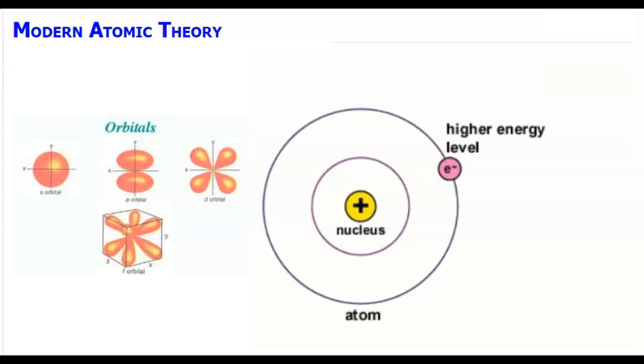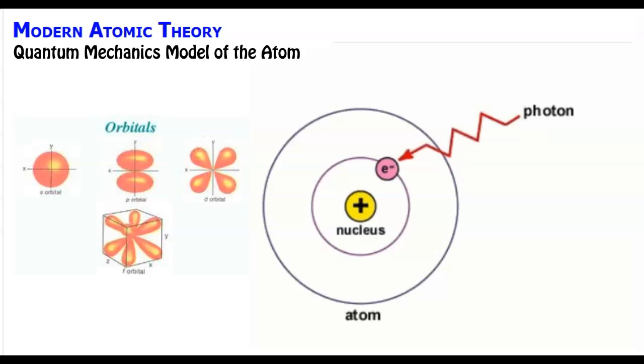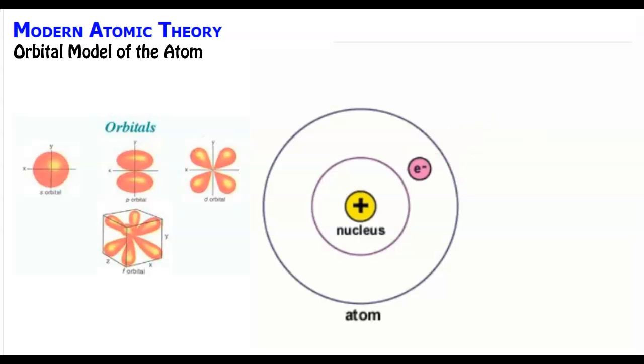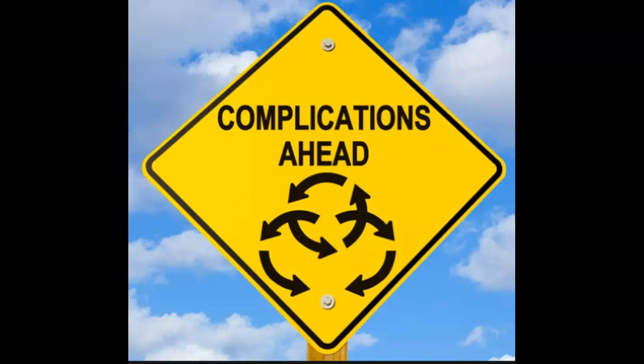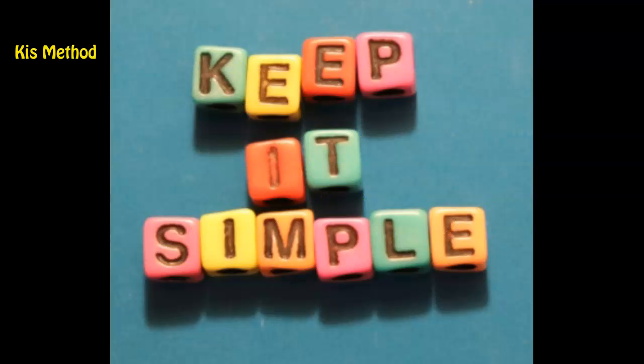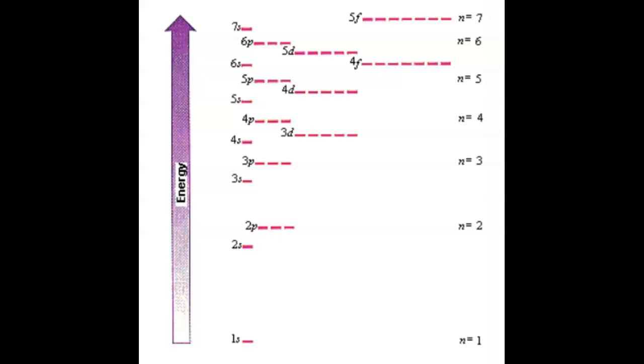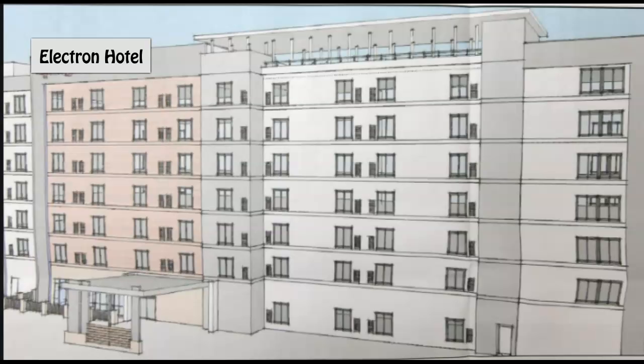We've been discussing the modern atomic theory, which can also be called the quantum mechanics theory, or the orbital theory, or the electron cloud theory. As with many concepts in chemistry and science, the quantum mechanics model of the atom is considered to be very complicated and confusing. But keeping in line with the KISS method, I like to keep it simple and keep it in step. Let's take a look at this complicated atomic model and make it simple by using the analogy of an Electron Hotel with 7 stories, or 7 floors.